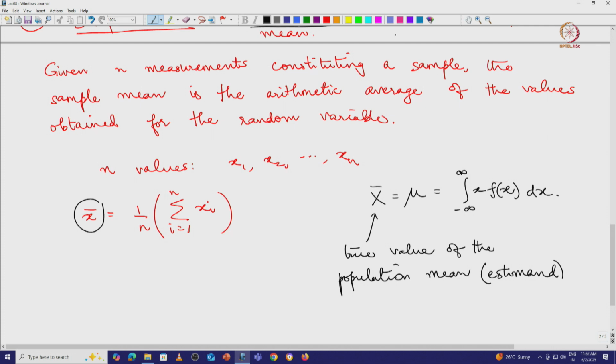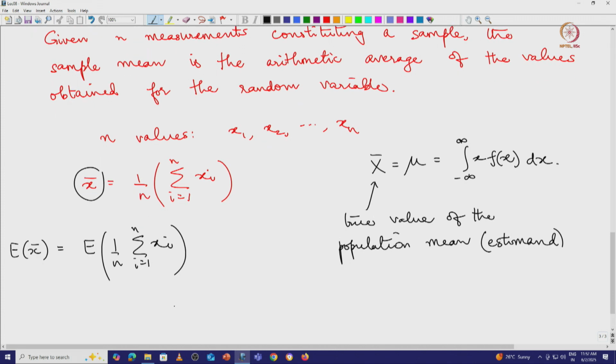Okay. So, to really see that this is an unbiased estimator, we have to compute the expectation value of the sample mean. So, let us do that. The expectation of the sample mean is the expectation of 1 over n sum i going from 1 to n xi. And by the linearity property of the expectation operator, you can take the 1 over n as well as the summation outside. So, this becomes the expectation value of xi.